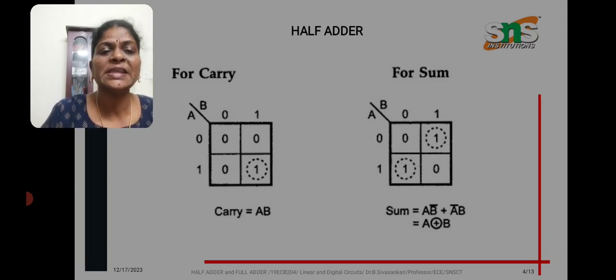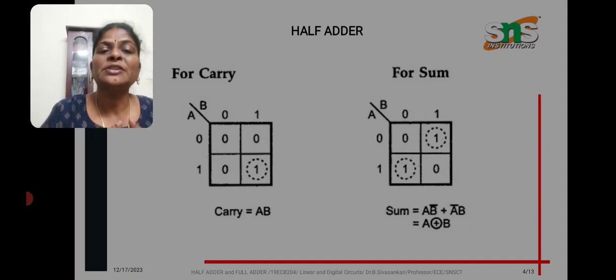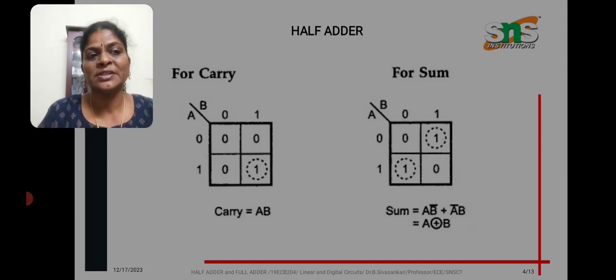For the concerned cell 3, the row and column of that cell should be considered, so that you can get the Boolean expression as AB. If it is 0 in the row, you have to put A bar, and if it is 1, you have to put A. Also in the column, if it is 0, you have to mention B bar, and if it is 1, we have to mention B. Likewise, we have to frame the Boolean expression and derive it for carry and sum.